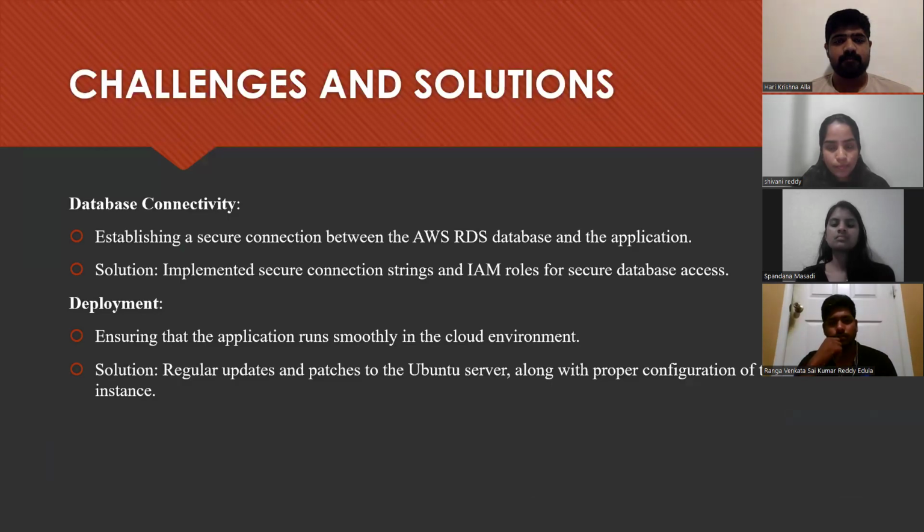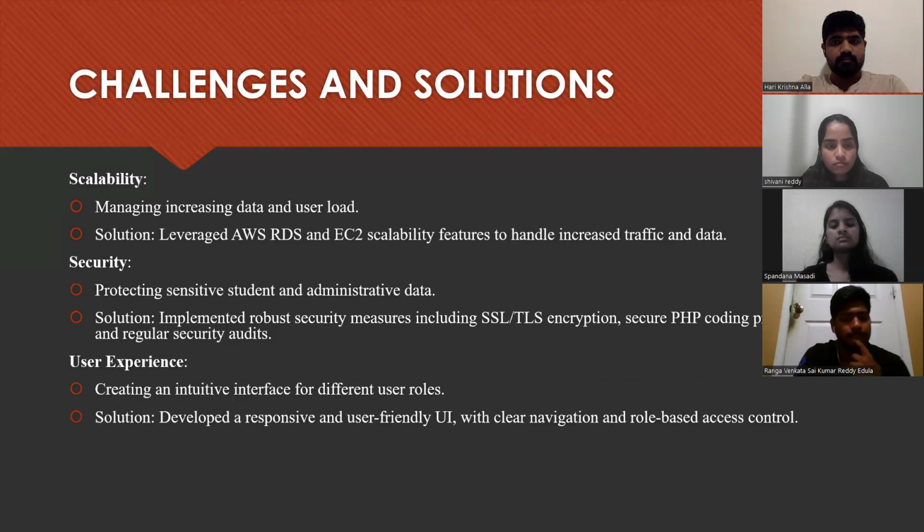And coming to the challenges and solutions. Database connectivity: establishing a secure connection between the AWS RDS database and the application. The solution is to implement secure connection strings and IAM roles for secure database access. And for deployment, ensuring that the application runs smoothly in the cloud environment. The solution for deployment is regular updates and patches on the Ubuntu server, along with proper configurations in the SQL instance.